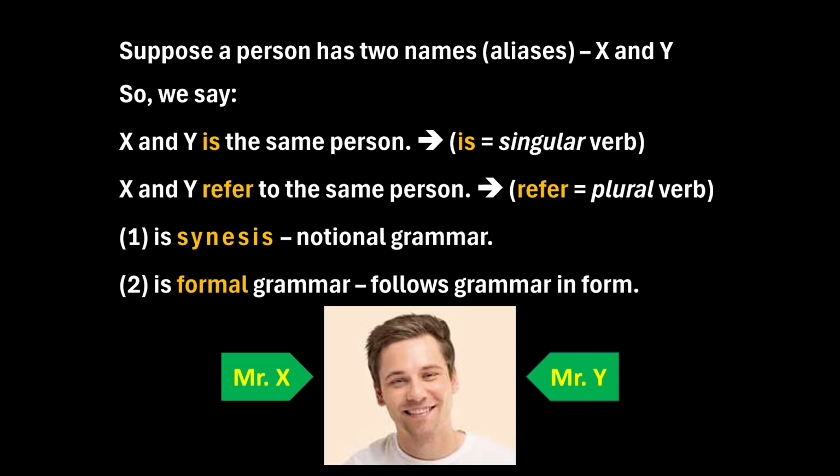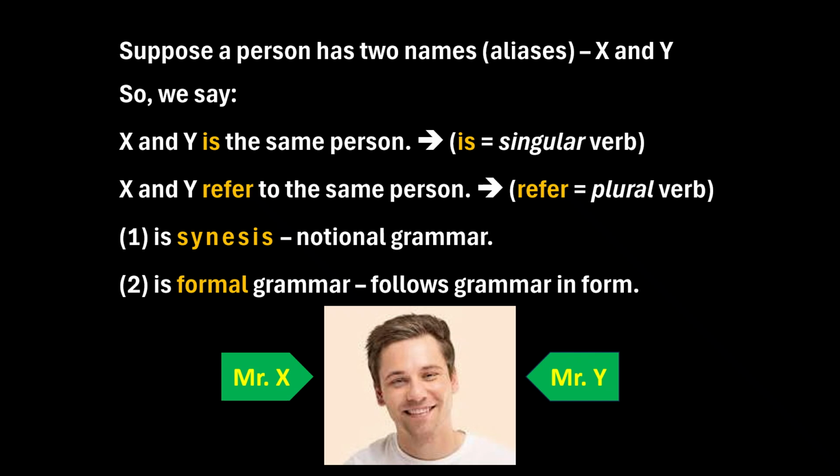Now let us take one example to understand synesis. You can see in the picture a person. The person calls himself Mr. X and the person also calls himself Mr. Y. Mr. X and Mr. Y, two names, same person. One could be a nickname or he could be under two different aliases. For instance, we have Chanakya and Kautilya, both referring to the same person. In history, you will find Chanakya is also called Kautilya.